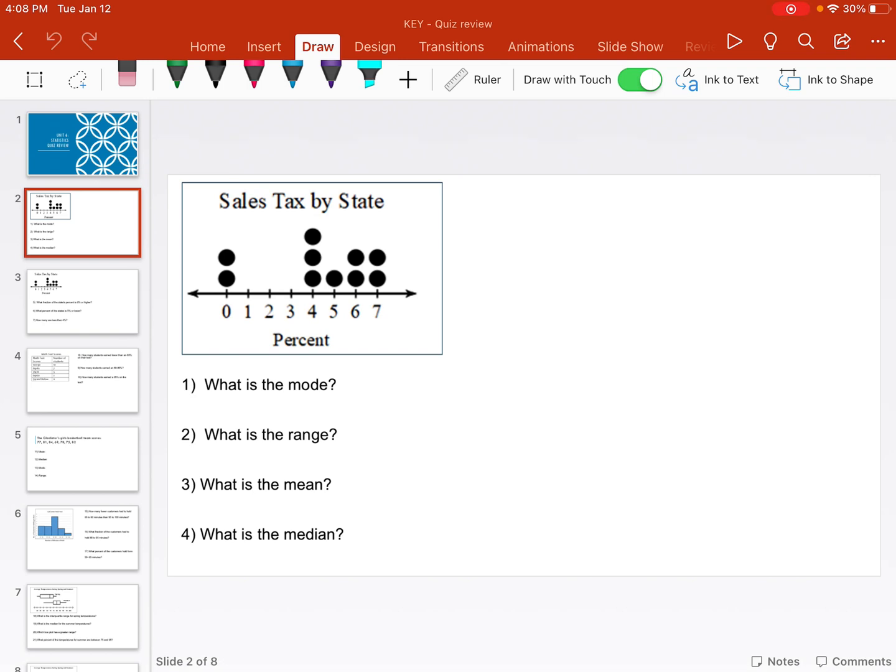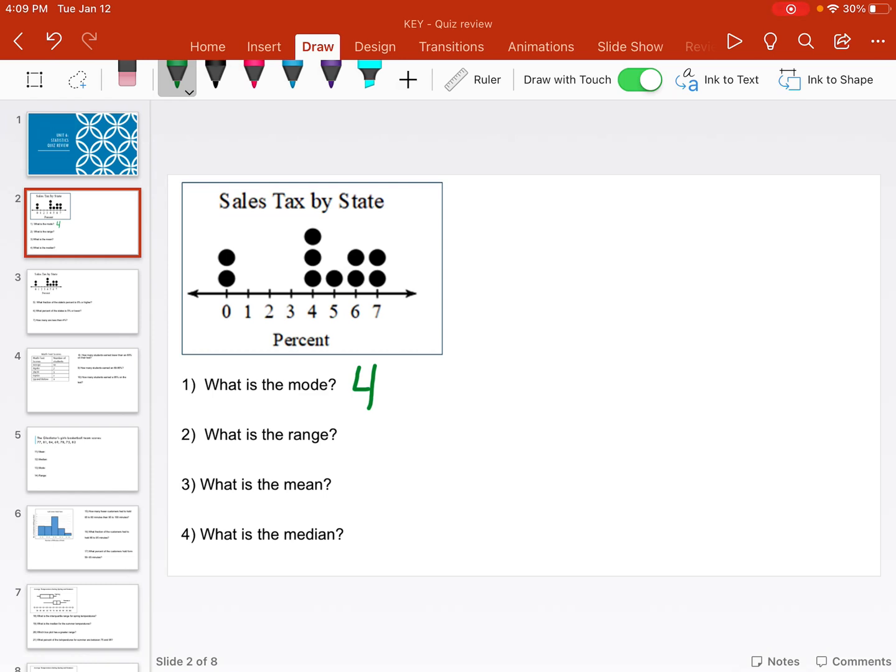You look for which number had the most dots above it, which right here we can see that number 4 had 3 dots. So our mode is 4. It's not 3. It's not how many dots there were. It's what number it was over. Remember, each dot represents that number.